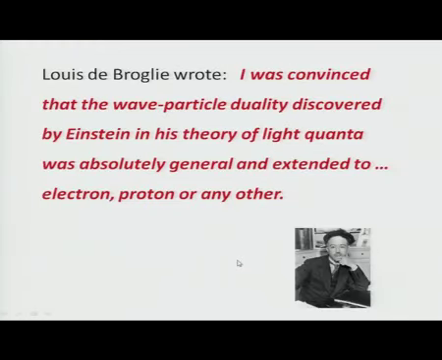Louis de Broglie around 1923 wrote, "I was convinced that the wave particle duality discovered by Einstein in his theory of light quanta was absolutely general and extended to electron, proton or any other." Einstein discovered the wave particle duality because he put forward the corpuscular nature of radiation, which was known to be an electromagnetic wave.